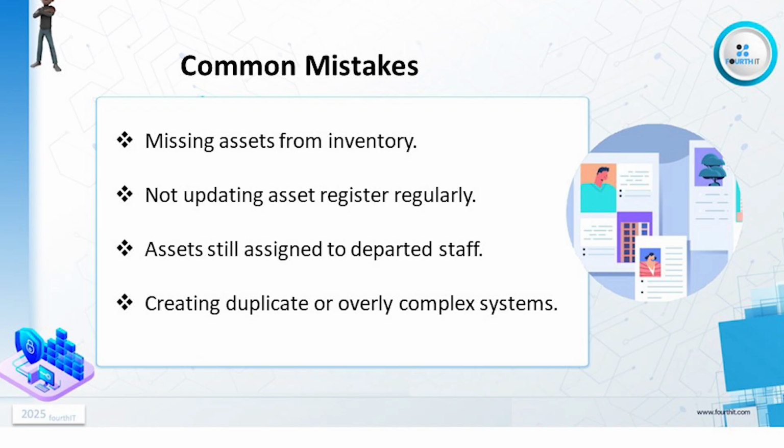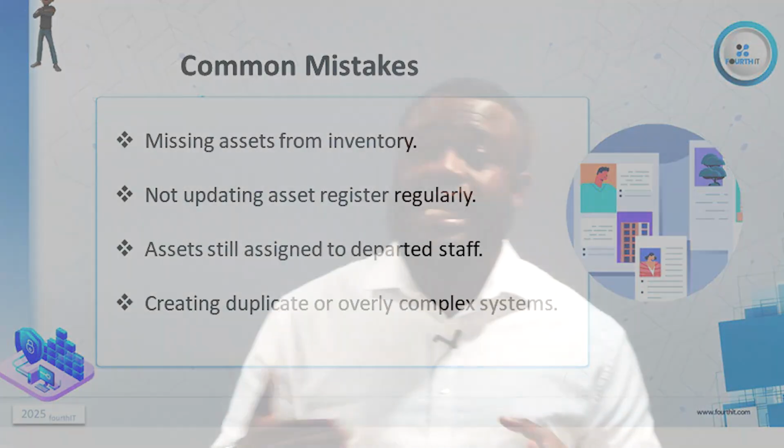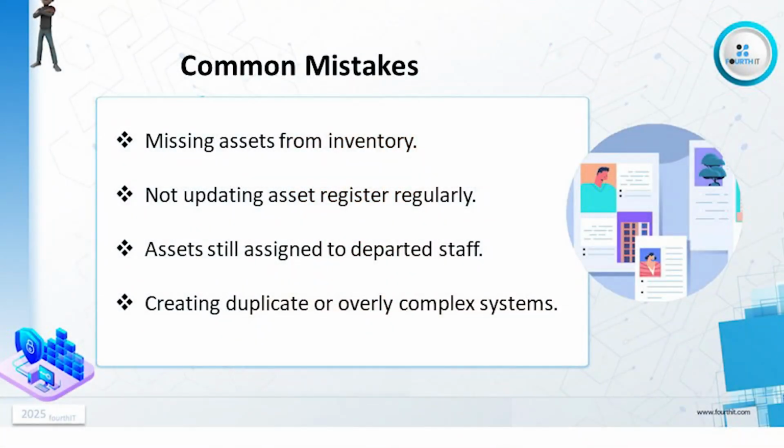Two, failing to update the inventory. Asset registers should be living documents. When we say it's a living document, it needs to be updated because there are changes occurring every day, and it needs to be updated regularly. Three, assigning assets to former employees. When employees leave, their assigned assets must be reallocated or removed from the register. Otherwise, you risk unmonitored access. And remember that we talked about it, that all assets need to have an owner.